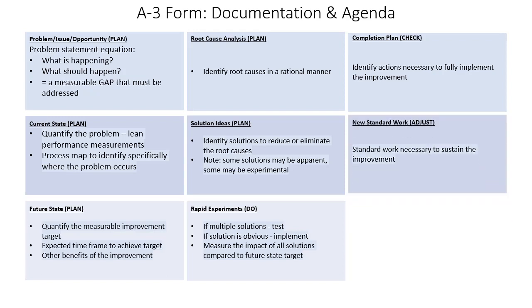Sustaining the improvement is about new standard work. How can we make sure that the process does not fall back into old habits? And what else did we learn? So again, the A3 is the documentation for improvements. It's actually the agenda for every improvement event. And a just do it can go through this really fast. A continuous improvement may take a little longer. A Kaizen event, 3 to 5 days, but you're trying to get through this process.